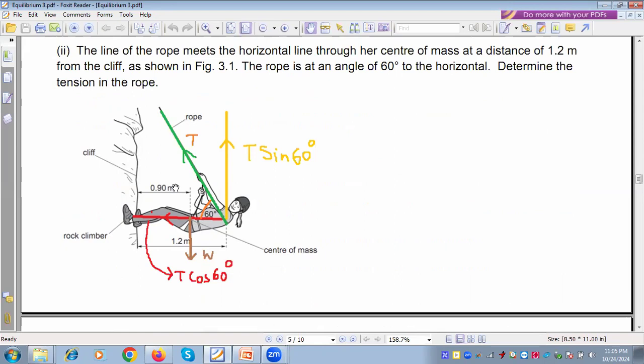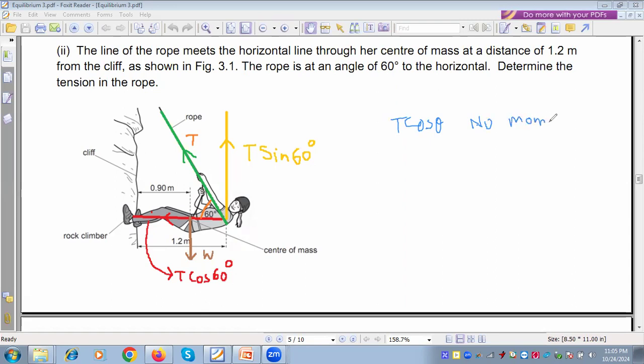So when we resolve T into two components, this is T sine theta and the other one is T cos theta. Why do we ignore T cos theta? Because T cos theta is parallel to the distance 1.2. Its moment is 0. T cos theta, no moment, as it is parallel or anti-parallel to the distance. It is along the line. No moment. So we will not take this.